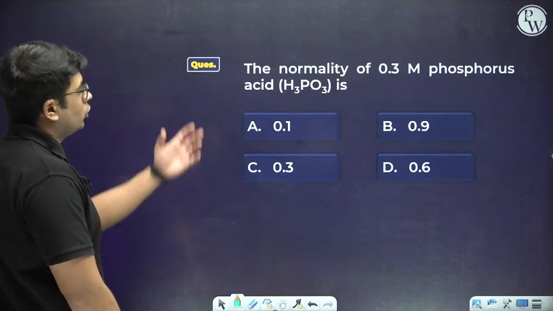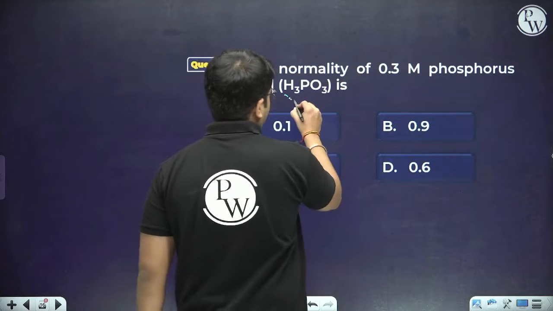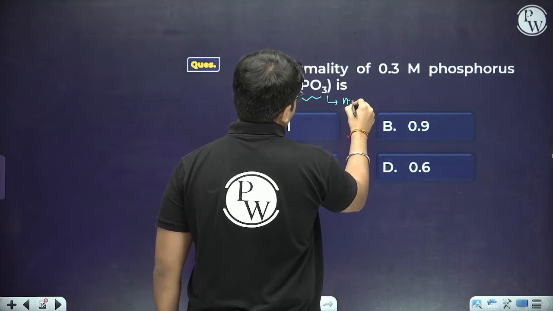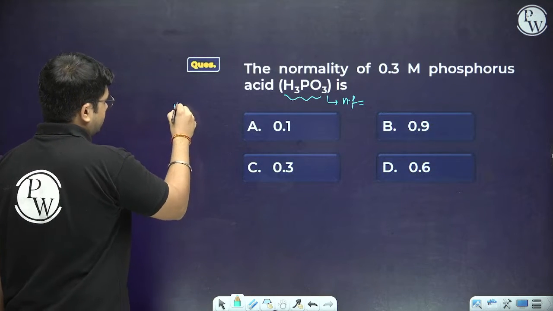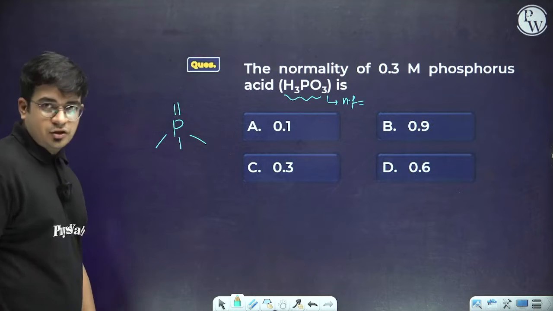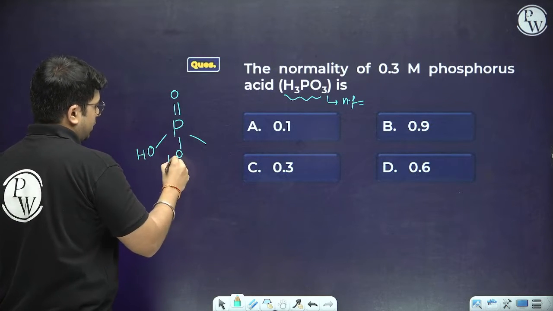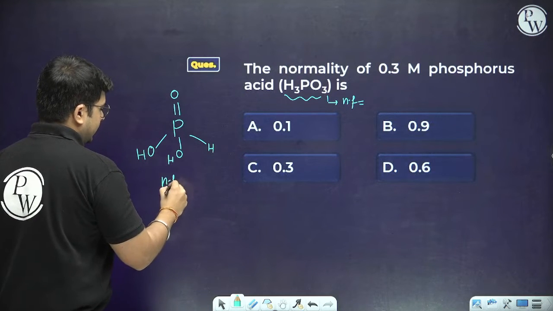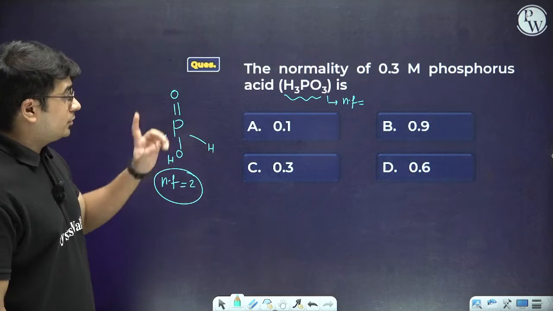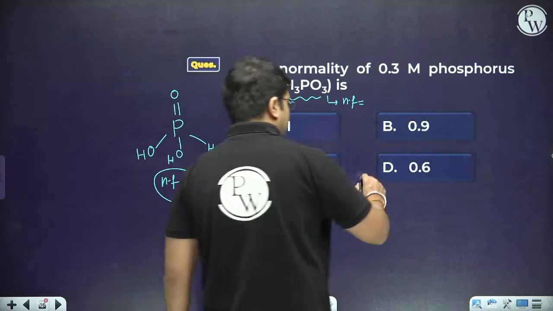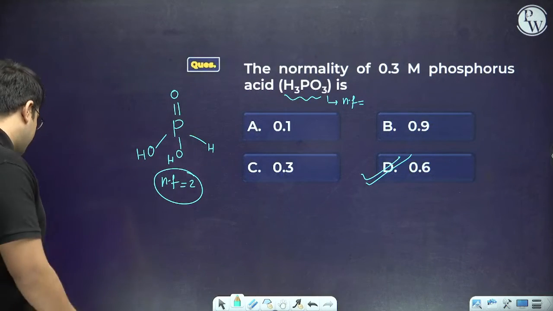Okay. The normality of 0.3 molar phosphorus acid. So phosphorus acid is H3PO3. I told you that in this case N factor will be... Try to draw the structure of this acid. So phosphorus double, single, single, single. That is the skeleton structure. 3 oxygens. So 1, 2 and 3. 3 hydrogens. H, H as well as H. It means its N factor will be 2 only. So molarity is given, molarity multiplied by N factor, 0.3 multiplied by 2, that will be 0.6. So that is your answer. I hope this part is clear.